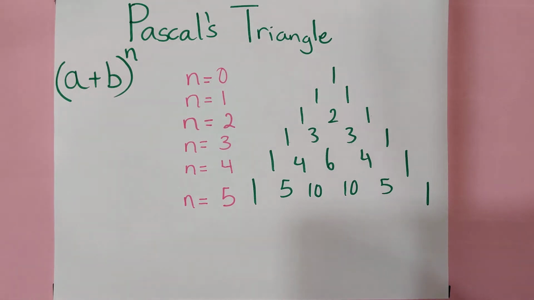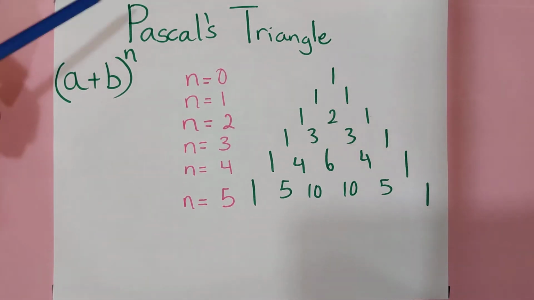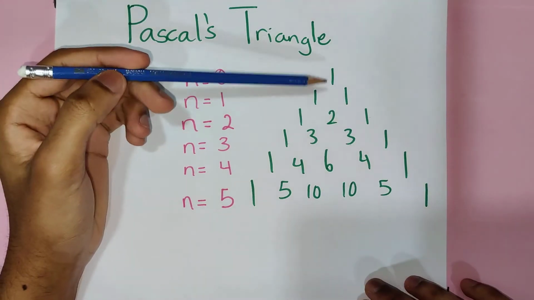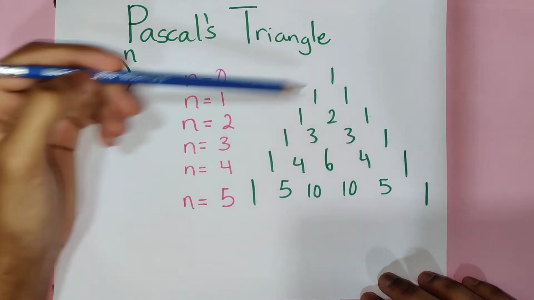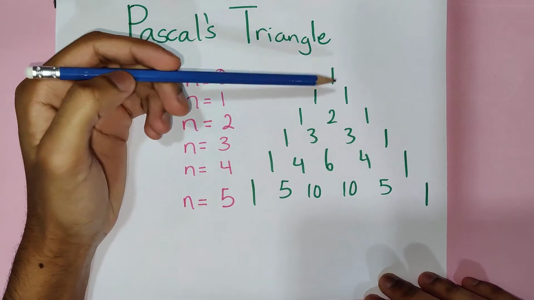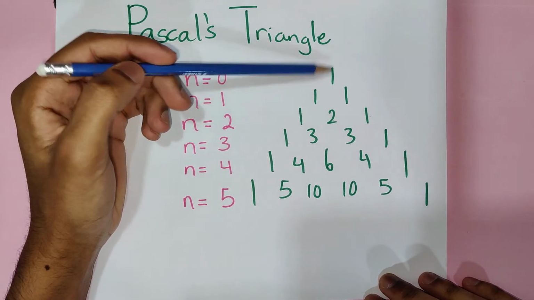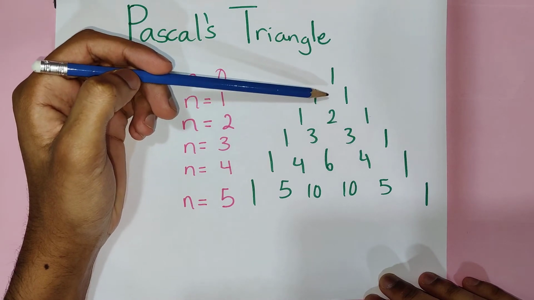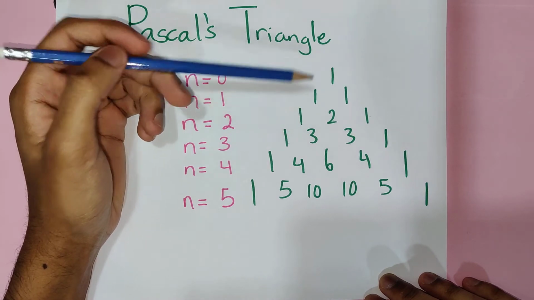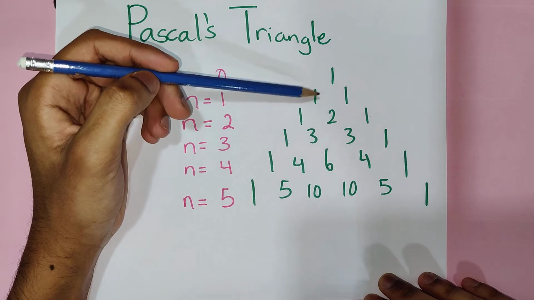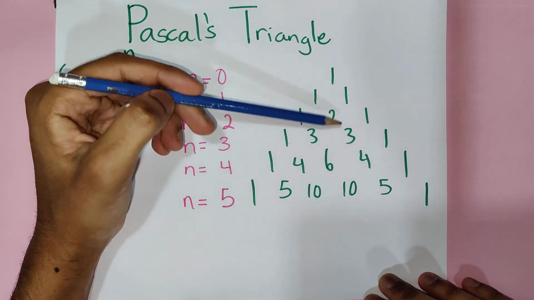Now, before we go any further to more of the applications of De Moivre's theorem, we have to familiarize ourselves with a tool that is used in complex numbers called Pascal's Triangle. Pascal's Triangle is constructed as follows. You start off with a 1 on the top, and essentially you add the two numbers that are on top of it to get the number below.